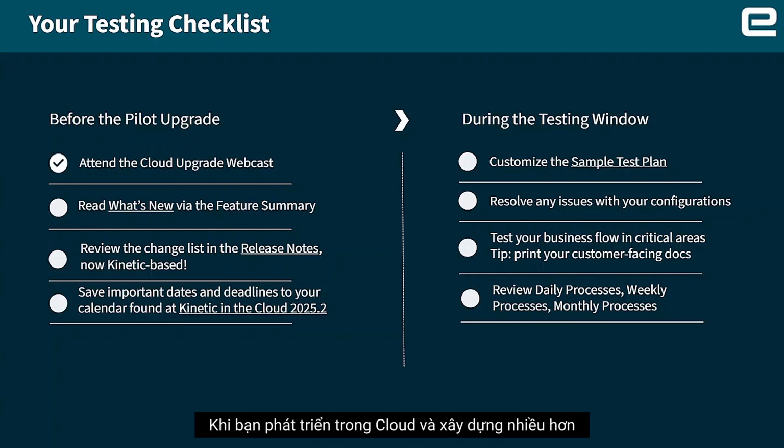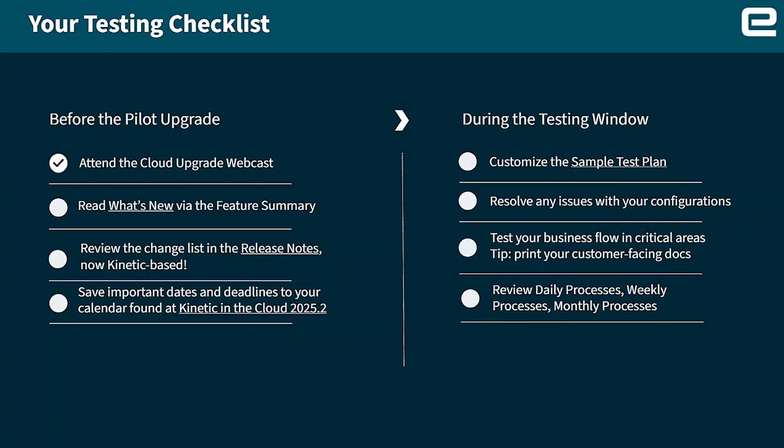As you grow in the cloud and build more configurations, customizations, make sure you're adding that to your test plan so that when you do the next update, you pull up your test plan and you know exactly what you need to test. So during the 6 months between the next release, if you add BPMs, add whatever you may add in your environment, add it to your test plan to make sure you're testing it on the next release. And then resolve any custom configuration issues you may have. Again, print those customer-facing dashboards and review any weekly processes that you may have or daily processes.